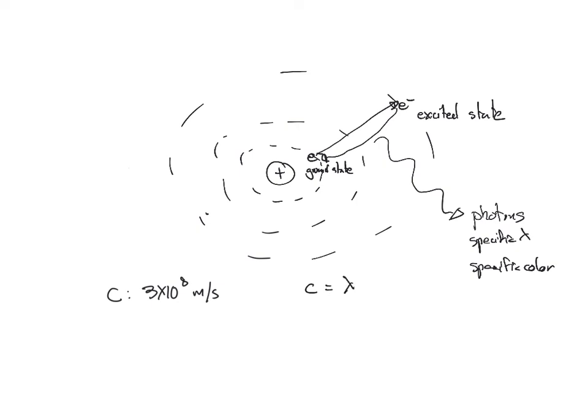the wavelength times the frequency. Frequency can either be shown as an F, or as some weird Greek letter like that. I don't know which one you use. Use the one that you want, all right? So this is the speed of light. This is the speed. This is the wavelength. And this is the frequency.